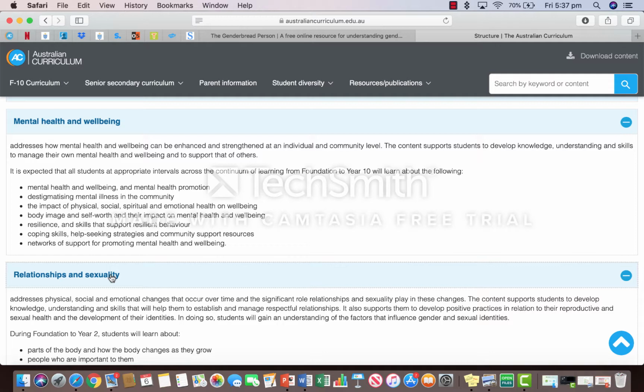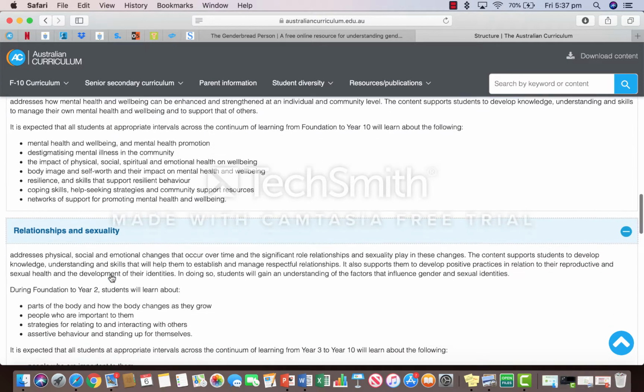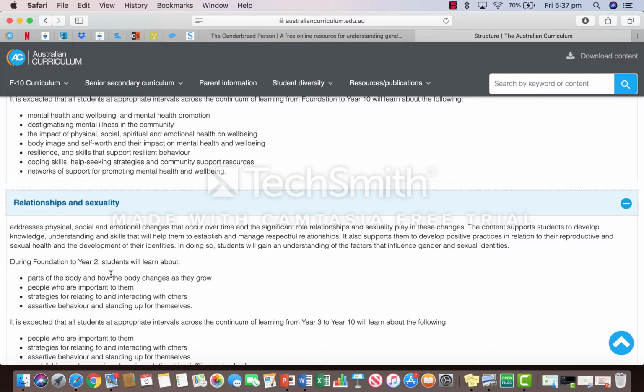Moving down to relationships and sexuality, I've highlighted changing identities and the factors that influence them, including personal, cultural, gender, and sexual identities. This focus area in particular relates to what the students will be doing when plotting themselves on the timelines within the posters.